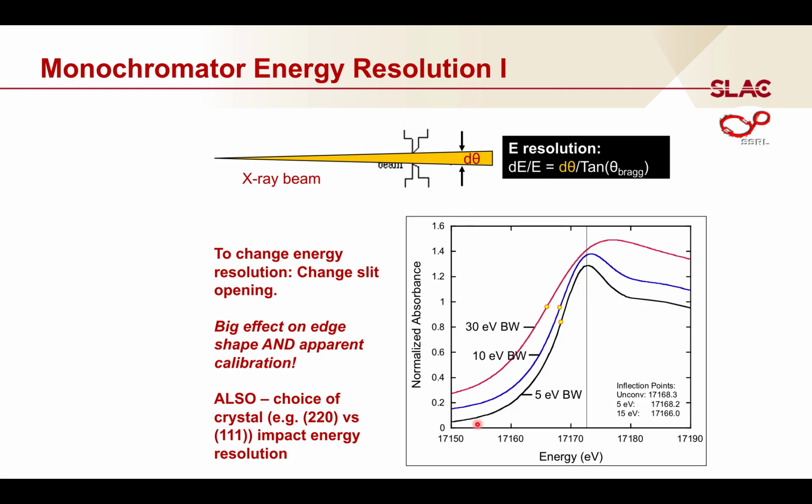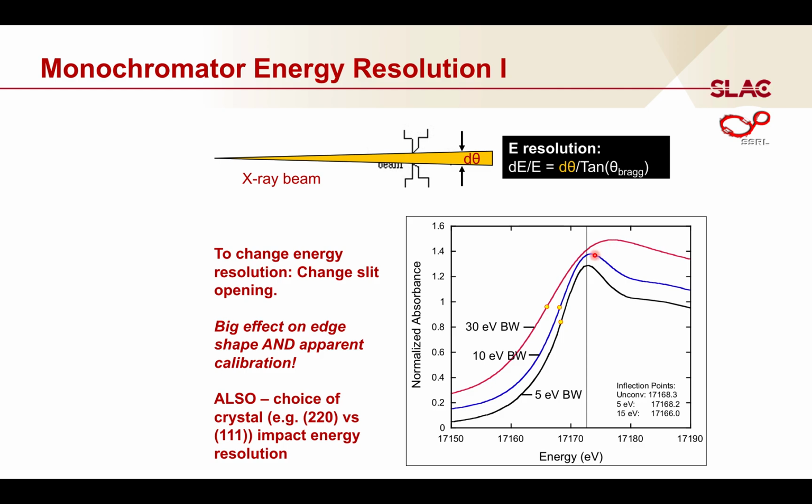This is a plot of uranium L3 edge XANES at 3 different slit settings that give 3 different values of delta E: 30 eV, 10 eV, or 5 eV full width at half max. And what you can see is that as this energy resolution changes, the shape of the XANES changes quite a bit. In particular, the inflection point, which is often used to determine energy calibration, is actually shifting. And look what happens with the maximum position of the white line. It's really sensitive. It's changing by quite a lot.